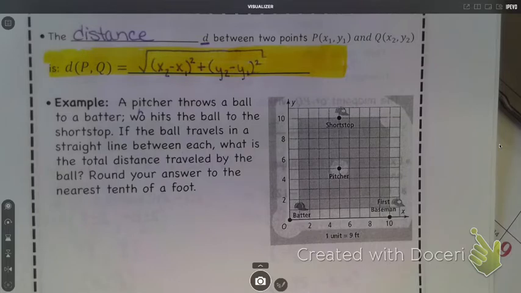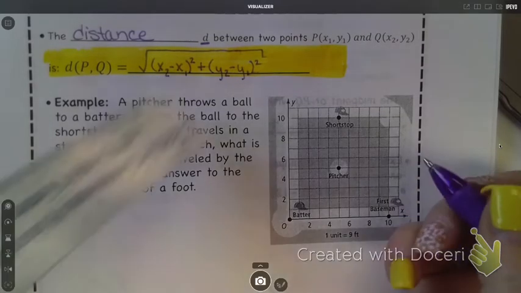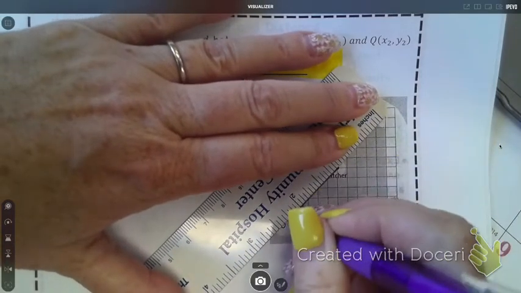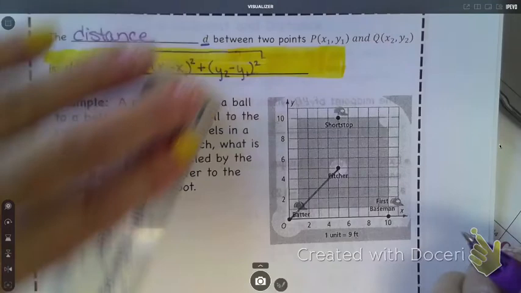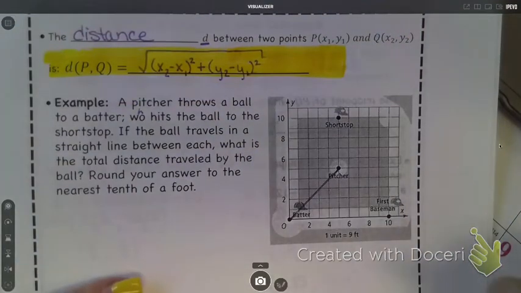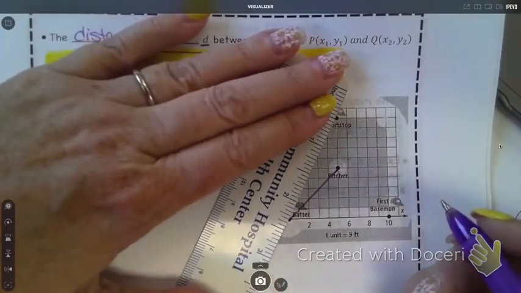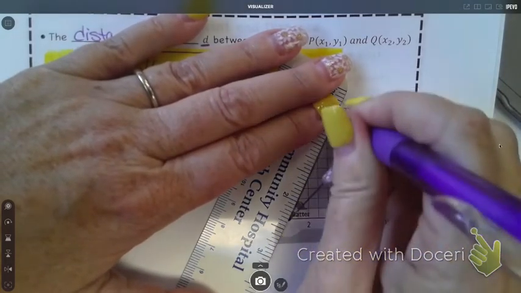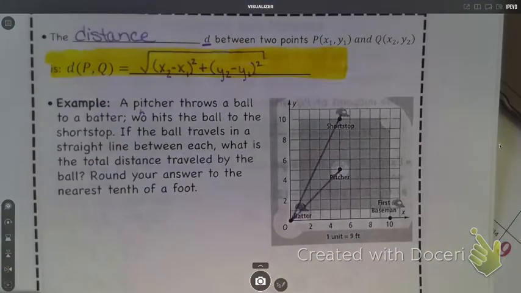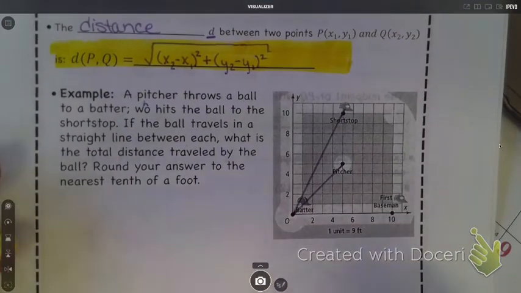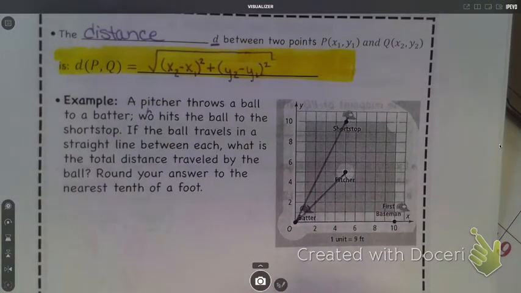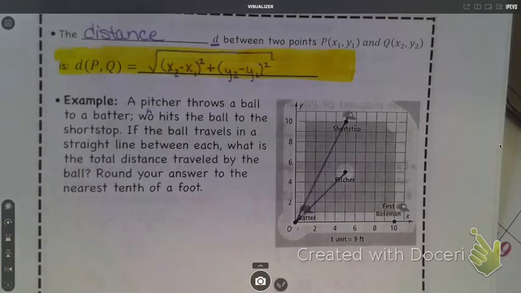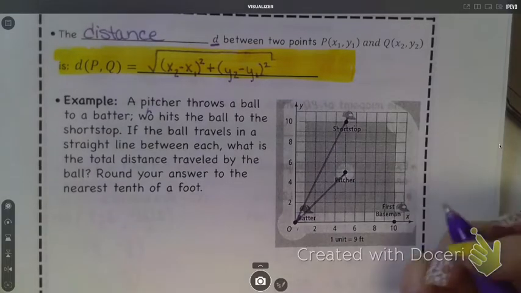So, we need to go from the pitcher to the what? The pitcher to the batter. So that little line. And then we need to go where? From the batter to the shortstop. Okay, so this is point P, B, and S. Pitcher, batter, shortstop, right? What is our plan?